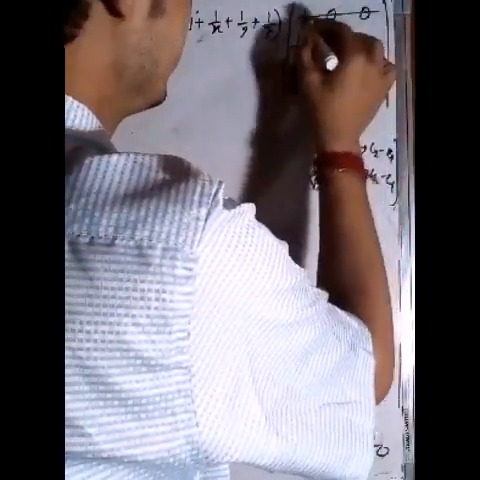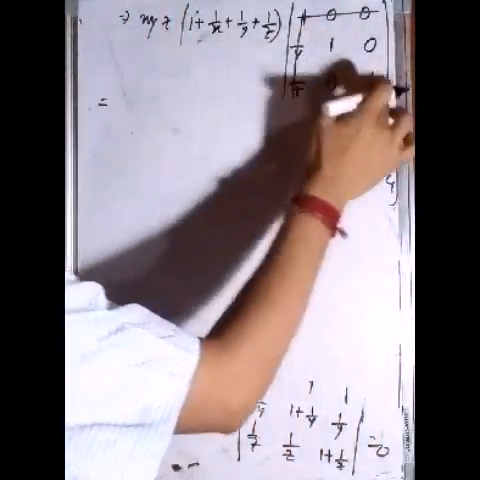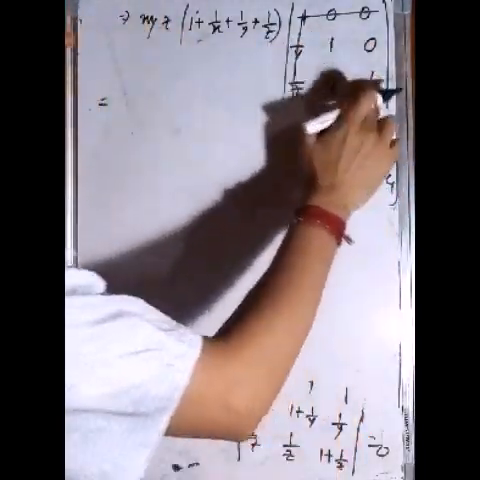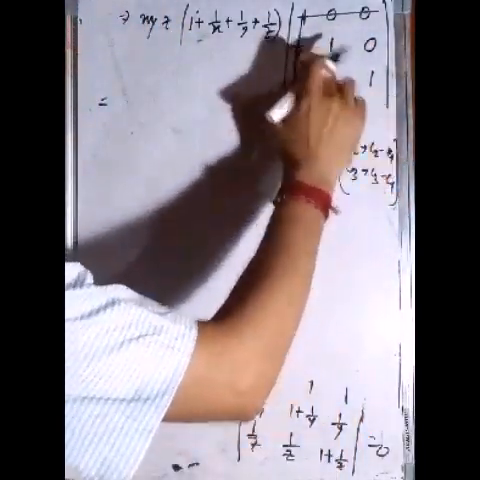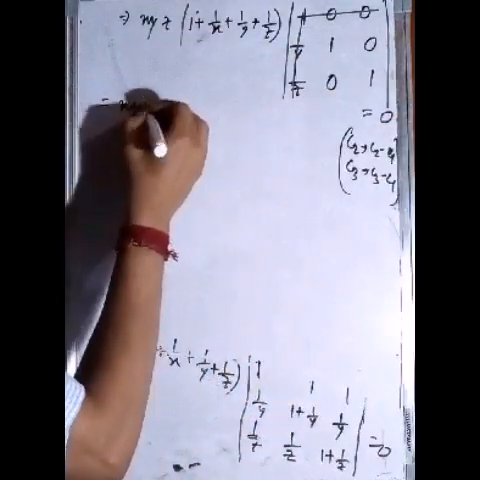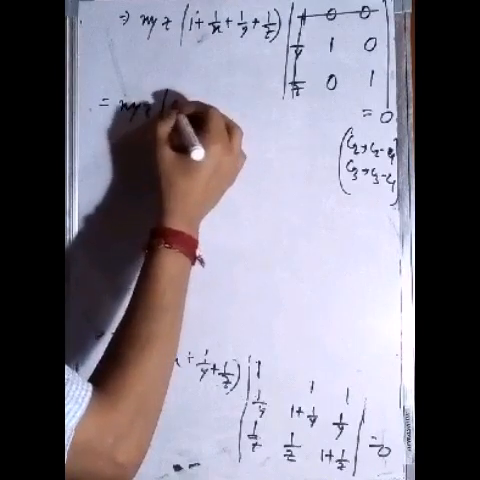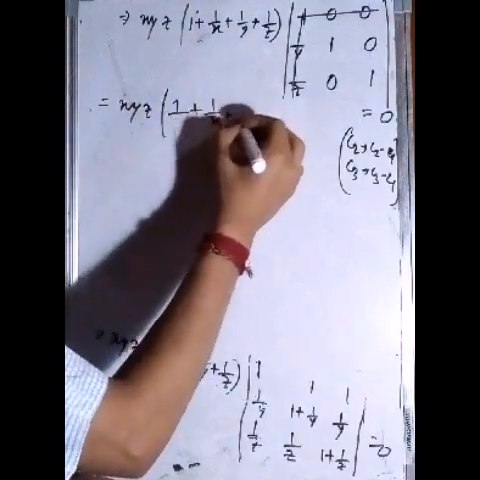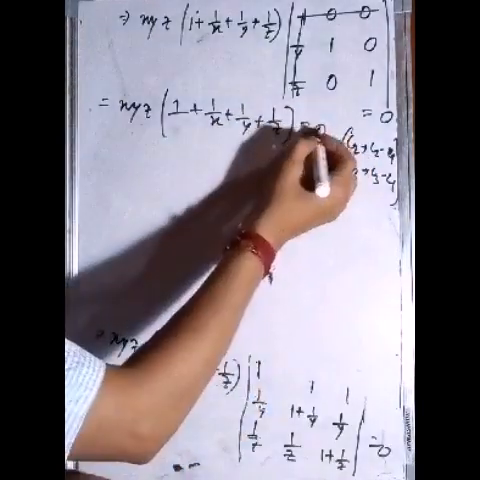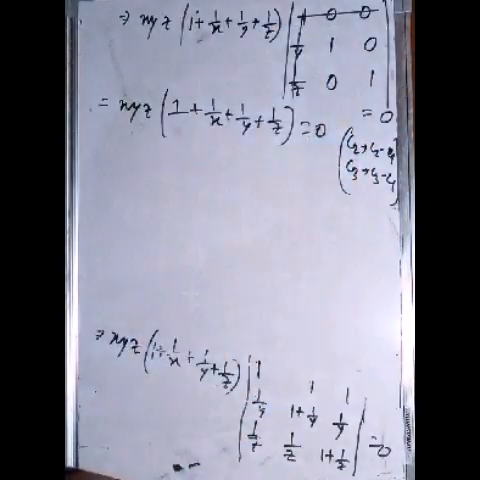So what we get is the 1 0 0 format. Expanding, this is 1 into (1 times 1 minus 0 times 0), so the expanded form of this determinant is 1 minus 0, that is 1. And this is equal to 0. So we have x, y, z into 1 plus 1 by x plus 1 by y plus 1 by z equal to 0, because this determinant is 1.